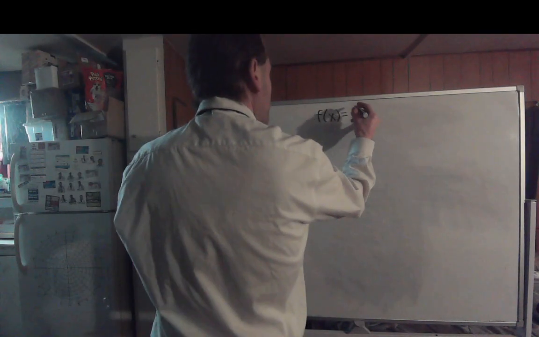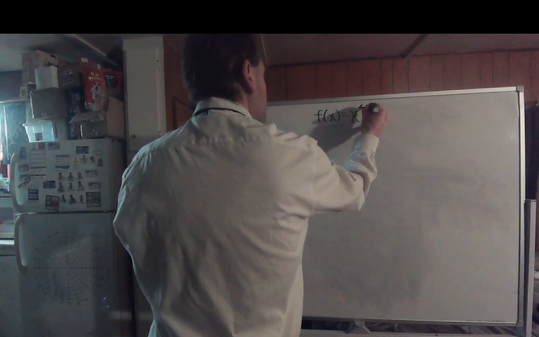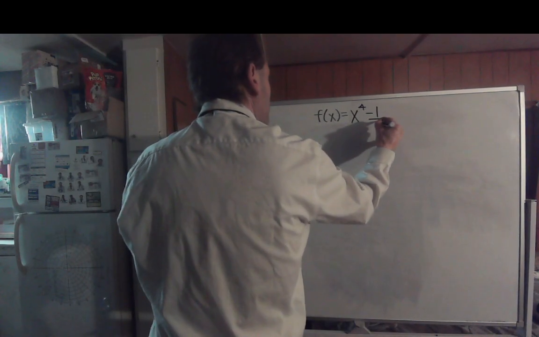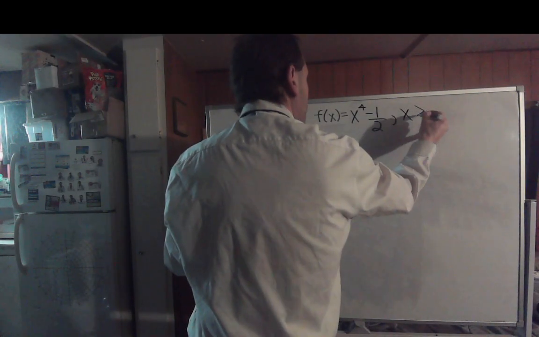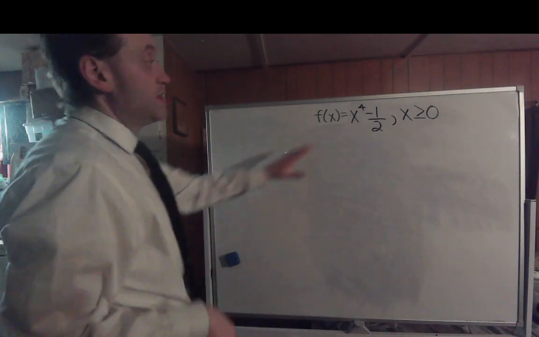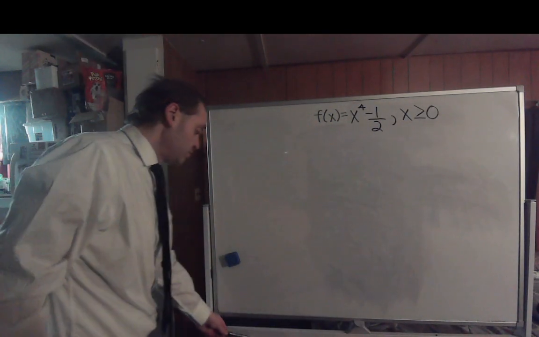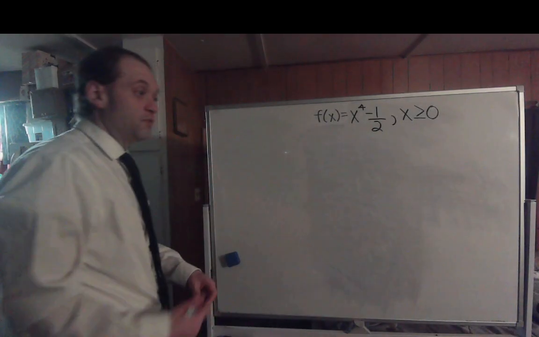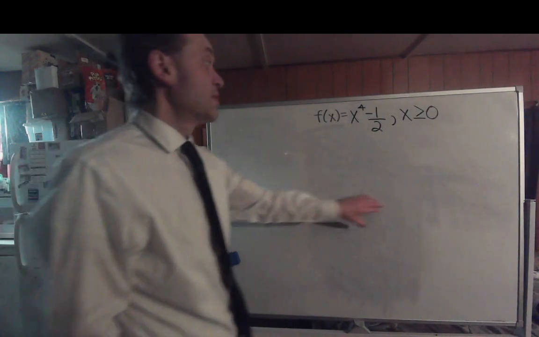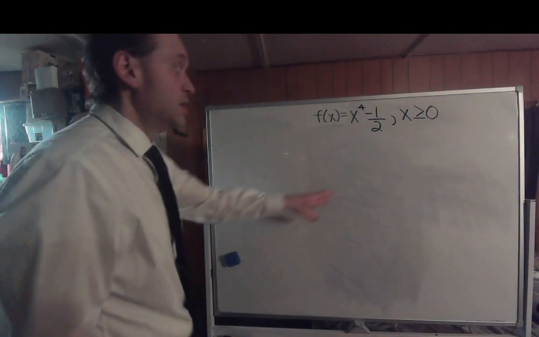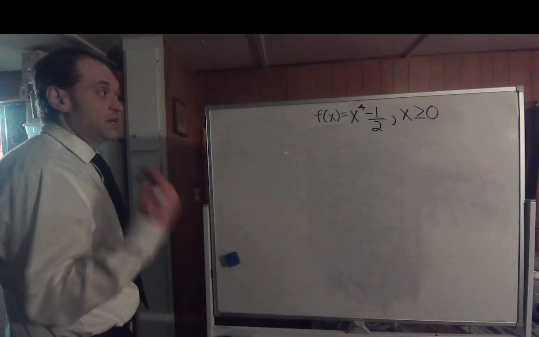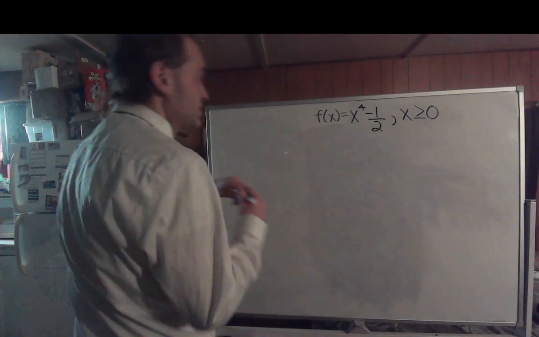Okay. f of x equals x to the fourth minus 1/2 for where x is greater than or equal to 0. So we have another even power function, which means in and of itself would not be 1-to-1. However, the domain is restricted to where x is greater than or equal to 0. So for that piece of it, we do have an inverse.